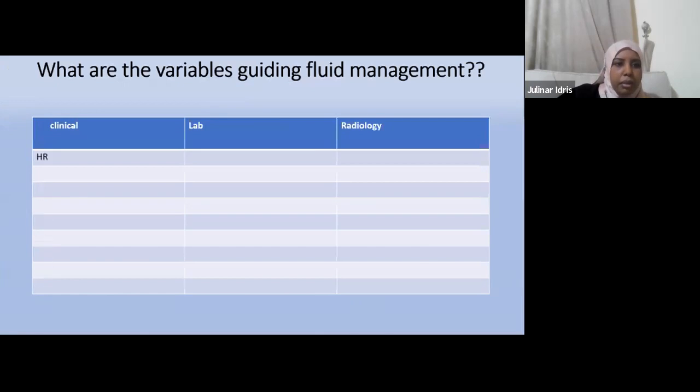So as we said, variables can be heart rate, blood pressure, CVP, capillary fill time, left atrial pressure, urine output, and pulse pressure variation. If we go to the laboratory, we can judge the fluid and hydration state of the patient based on lactate. All of us will see high lactate in patients post-cardiac surgery. One of the possibilities is that the patient is hypovolemic, so a lot of us will go to give the patient volume.